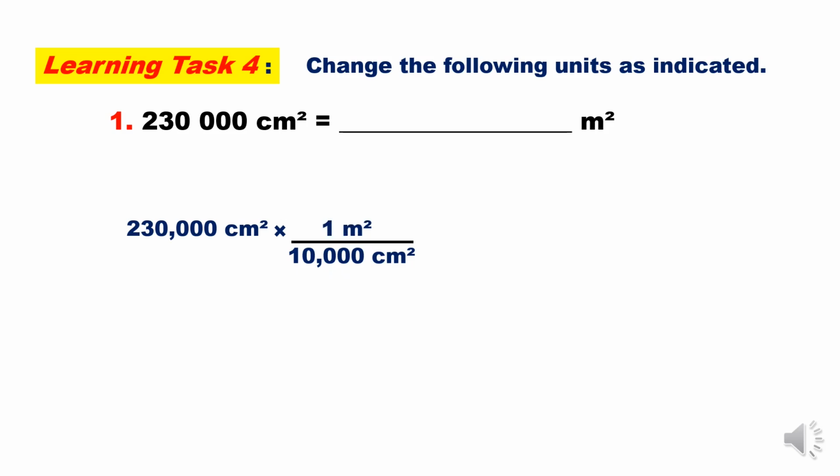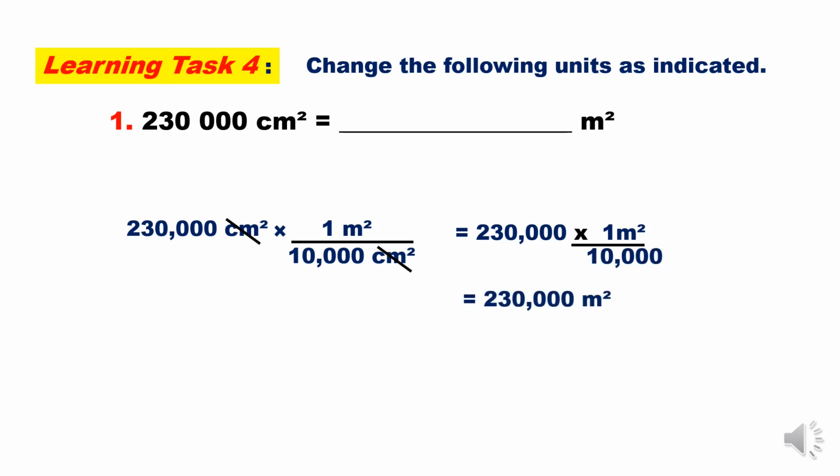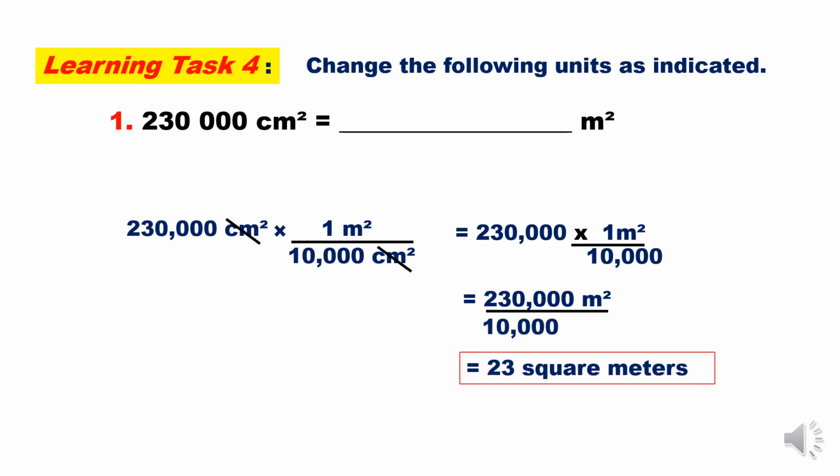1 square meter. Then, cancel the square centimeters. Multiply 230,000 times 1 square meter divided by 10,000. So, let's multiply, 230,000 divided by 10,000 equals 23 square meters. So, the answer is 23 square meters.